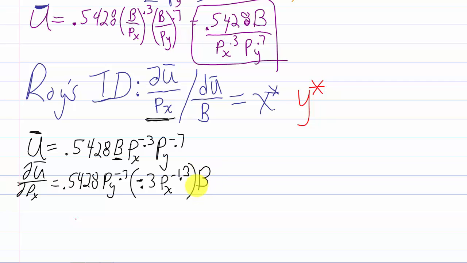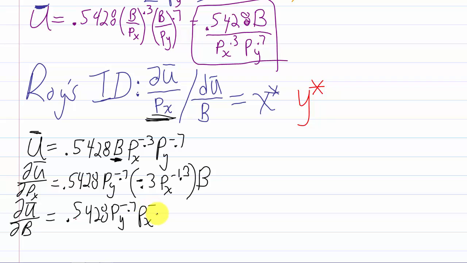Okay. So this is just the first part of Roy's identity. The second part, what we're going to have to divide that by, so I'll put it directly below it, the partial derivative with respect to the budget, is very easy, because we only have budget to the first power here. So 0.5428 times the price of y to the minus 0.7 times price of x to the minus 0.3.